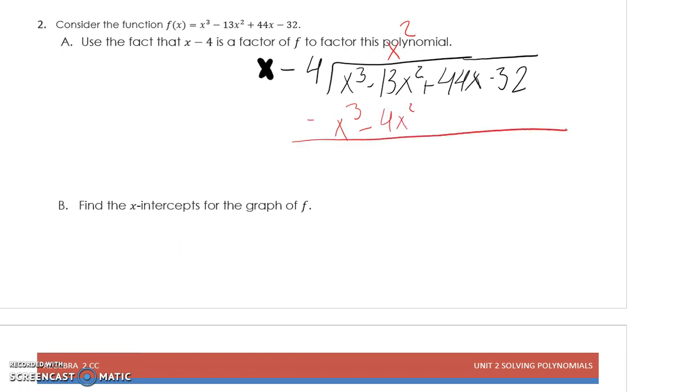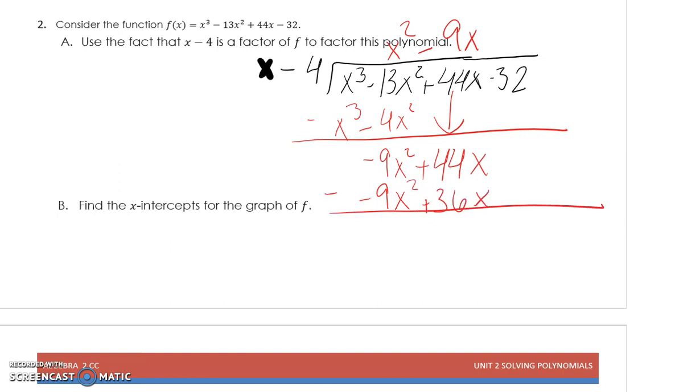We subtract. These now cancel, and so negative 13x squared minus a negative 4x squared really turns into a plus. So we end up with a negative 9x squared. We carry down our 44x. And so now we look: x times what gets us to negative 9x squared, and that's going to be a negative 9x. Now we multiply through. Negative 9x times negative 4 is a positive 36x.